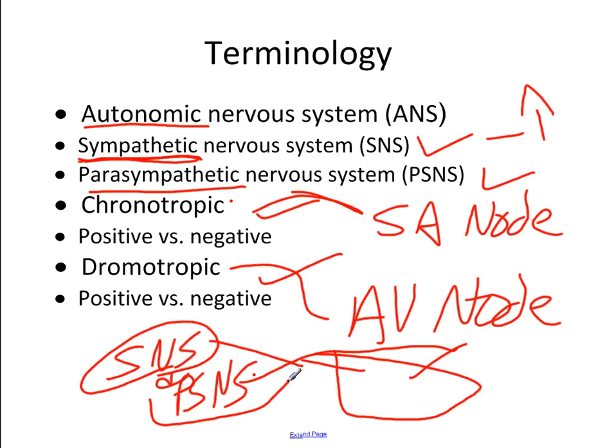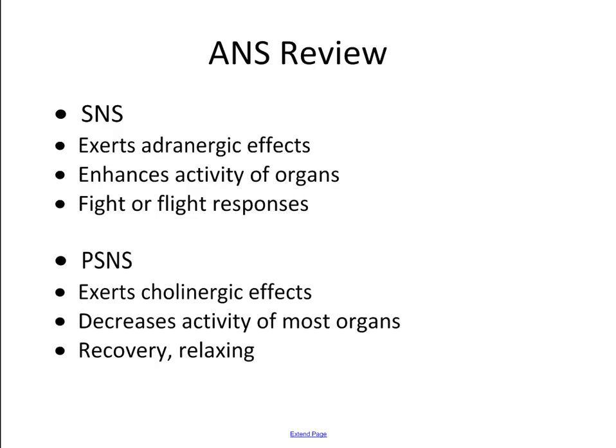So you have to keep that in mind. When you see chronotropic, you're going to think the effects of the ANS on the SA node, and dromotropic, the effects of the ANS on the AV node.